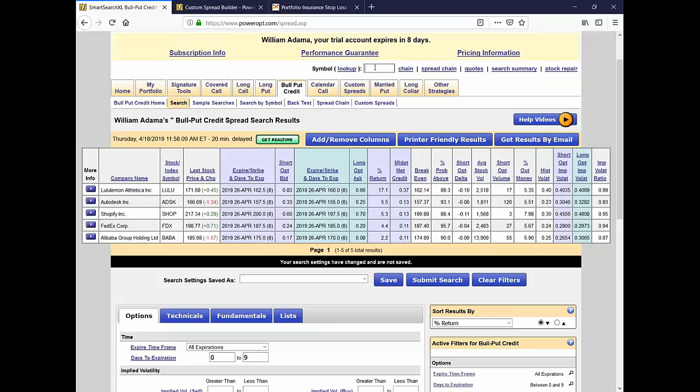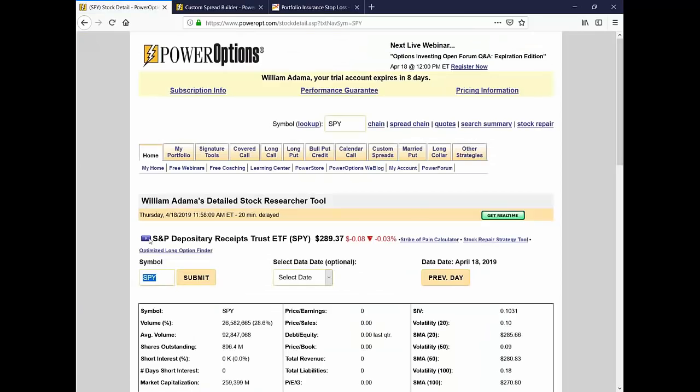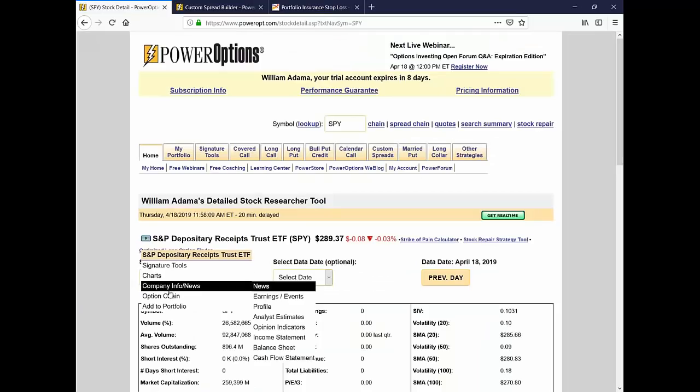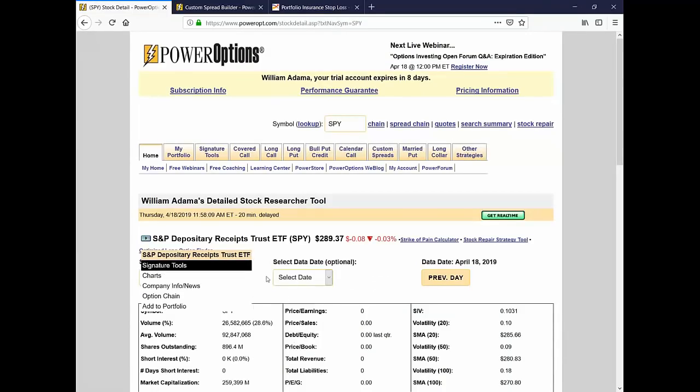But in a sudden event, I'm just going to go to SPY real quick, and let's just go ahead and look at the chart for the last year or more, last 2 years or so. I'm just going to go to charts, sorry folks, and go to big charts.